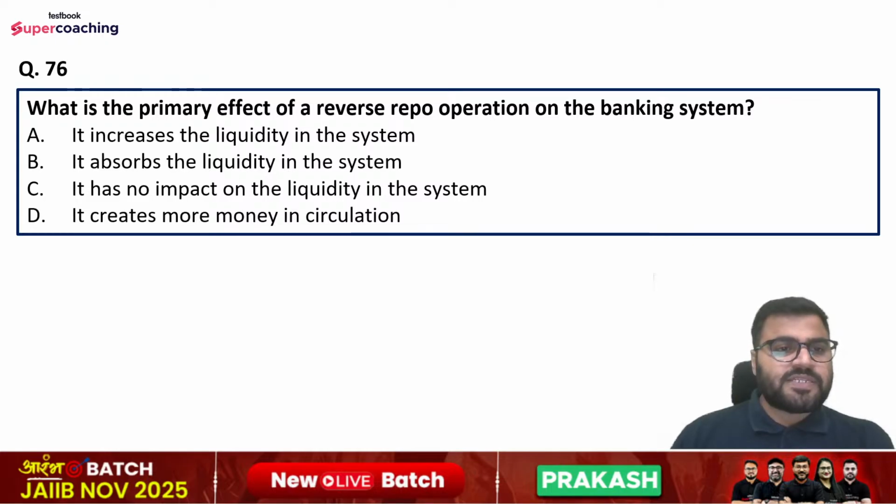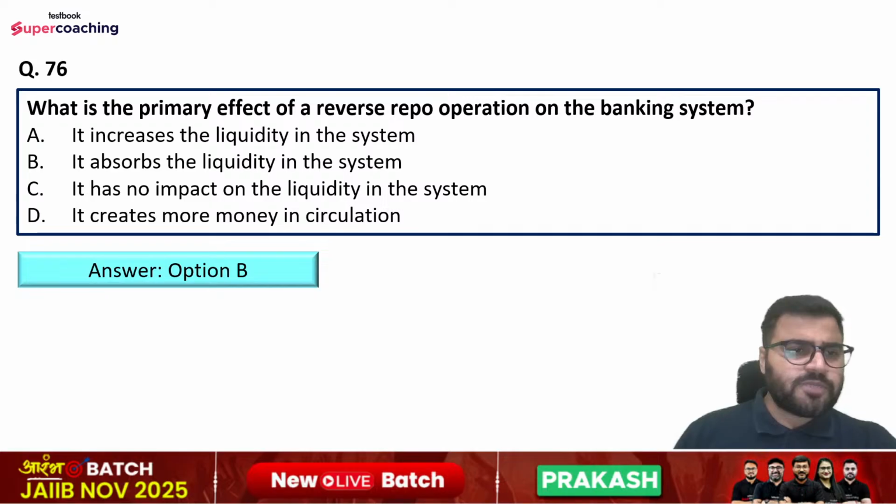Question number 76. What is the primary effect of a reverse repo operation on the banking system? It increases the liquidity in the system. It absorbs the liquidity in the system. It has no impact on the liquidity in the system, or it creates more money in circulation. So right answer is option number B.